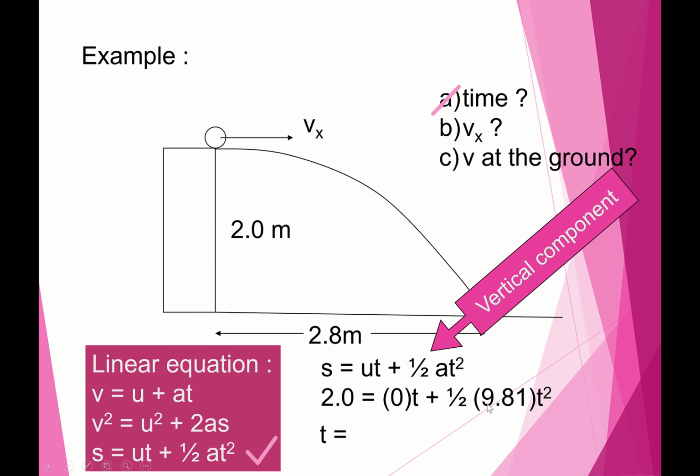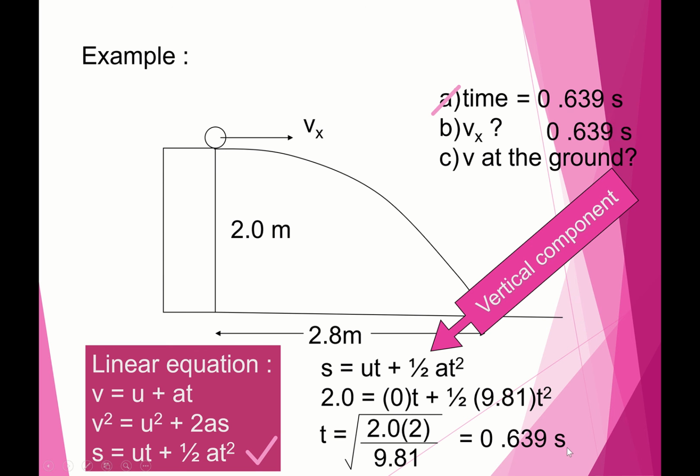We rearrange this equation to get t. It becomes the square root of 2.0 times 2 divided by 9.81. So the answer is 0.639 seconds. The time taken for the object to reach the ground is 0.639 seconds. Okay, done for question A. Next we do question B.